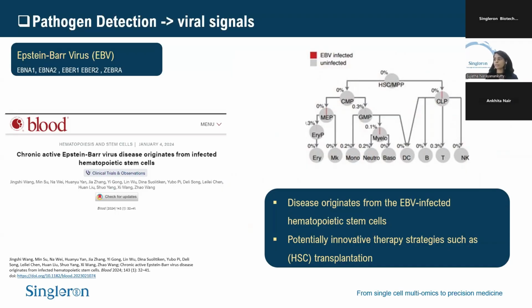So what if you replace the hematopoietic stem cells by transplantation? And they do find in a lab setting that if you do that, you can see that the EBV infection has drastically reduced or gone. So this is a setup where the viral signals are used to detect the virus and then come up with a therapeutic strategy.